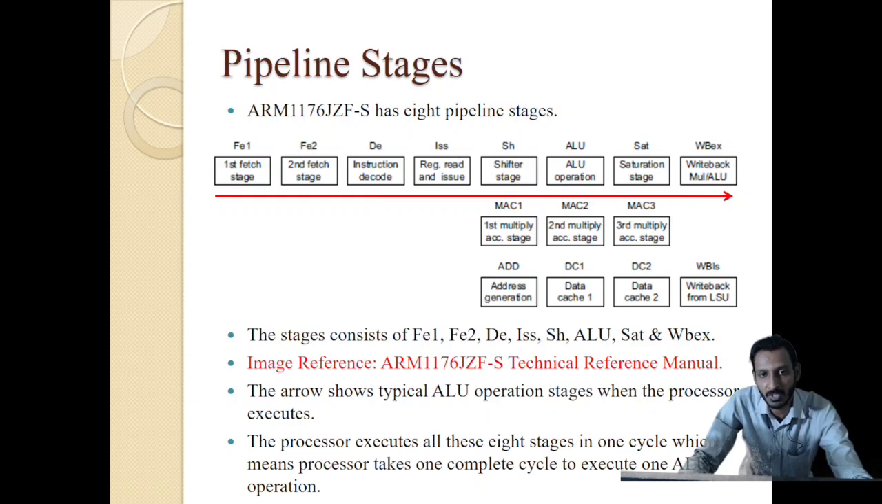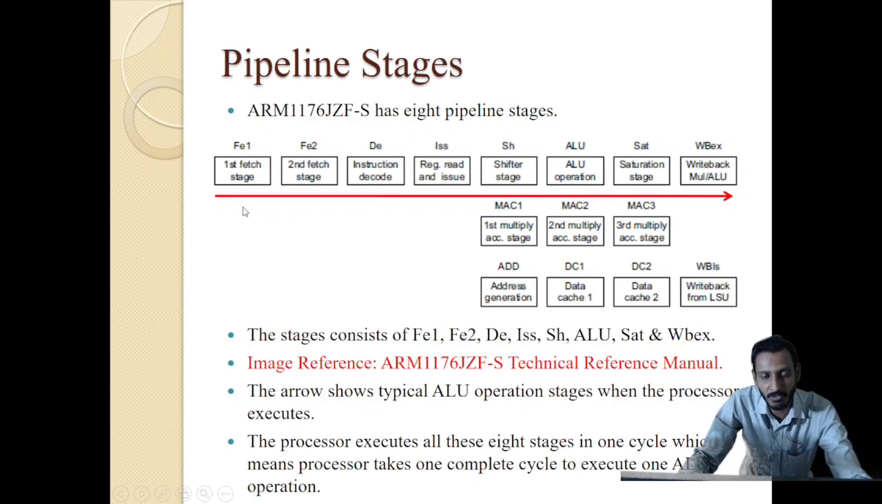Now this ARM1176JZF processor has 8 pipeline stages. Basically, the previous processors used to have 3 pipeline stages, consisting of fetch, decoding and execution. Now these ARM11 processors have 8 pipeline stages. In this block diagram you can see these 8 pipeline stages are divided into different categories.